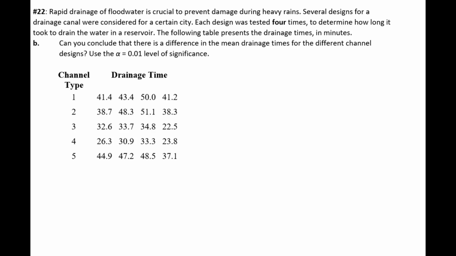So number 22, rapid drainage of floodwater is crucial to prevent damage during heavy rains. Several designs for a drainage canal were considered for a certain city. It looks like 5 different types of designs were considered. Each design was tested 4 times.